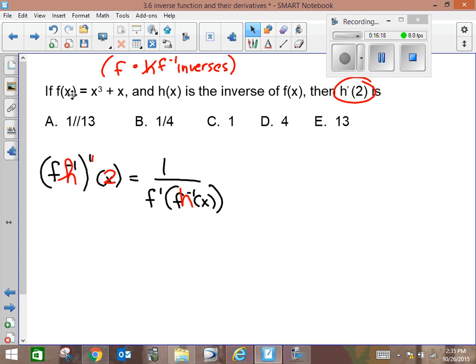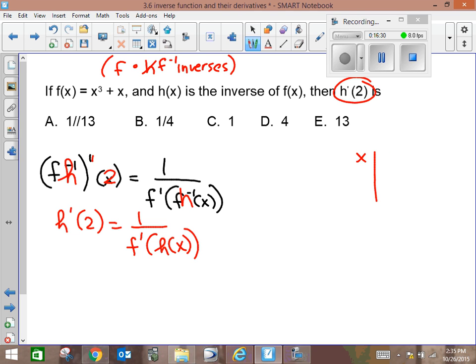So I'm going to rewrite that because I can't read it. H prime at 2 equals 1 over F prime of H of X. We have X and F of X, and then we have X and H of X, which is the inverse. H of X really wants to be 2. The H of 2, that 2 is in the X spot. If it's X over here, it's F of X here. So here we want to know F of X is really 2, but it's also X cubed plus X. Did I lose anybody?